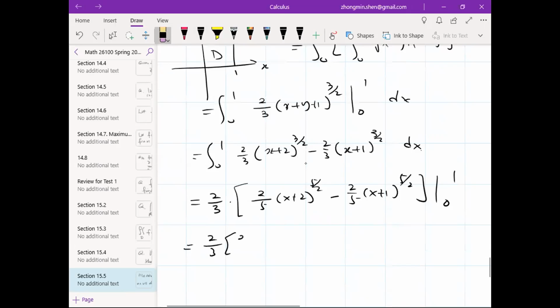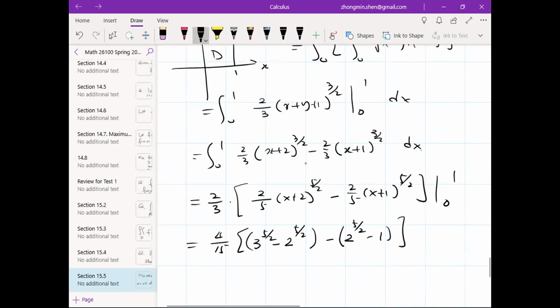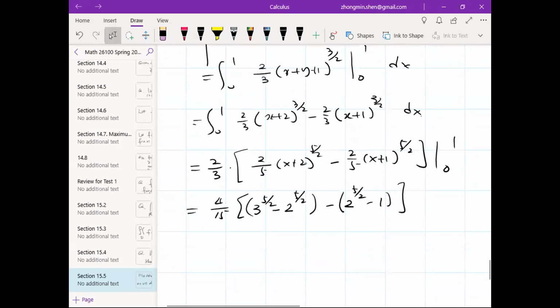Let me take the constant out. Yeah, it's going to be 4 over 15. And when x equals 1 it is 3 minus 2, and that's the first part. Minus 1 to 0. When it's 0, you get this. But you may be able to simplify. I stop it here because I don't think it's making it simpler. So for your answer, at least you have to express it like that.